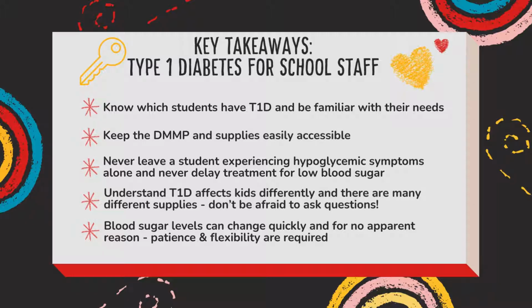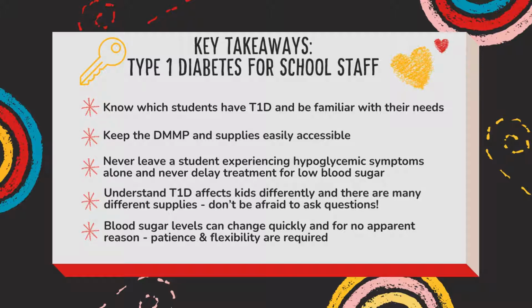Type 1 diabetes can be extremely unpredictable and affect kids very differently. Blood glucose meters may be different, healthy ranges of blood sugar may slightly vary, and there are various insulin delivery methods that may be used. Don't be afraid to ask questions in order to better understand and help.